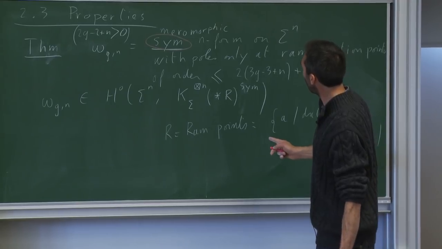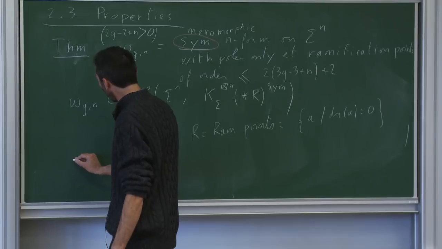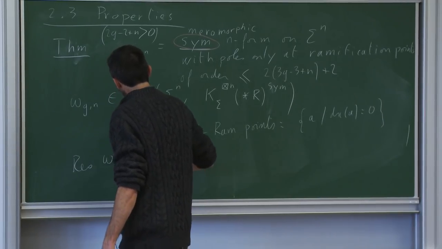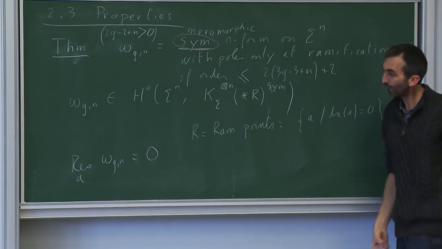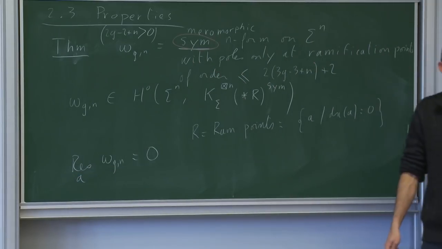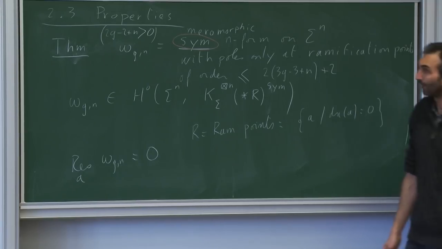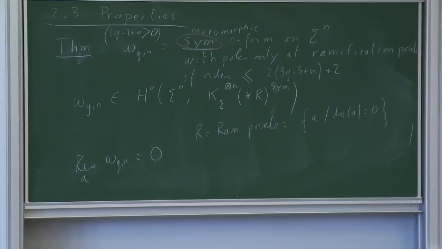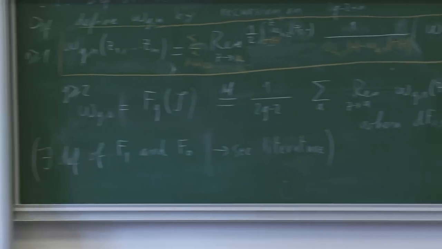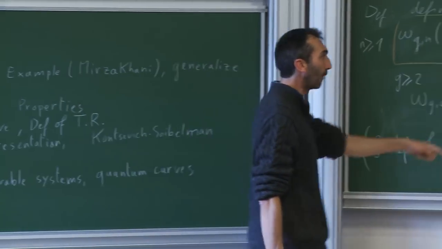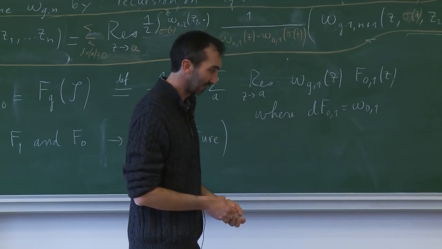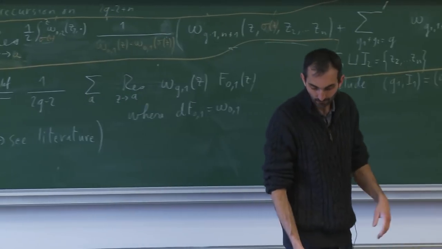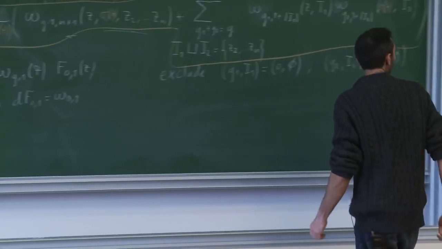Well, and so the fact that the poles are at ramification points, there is also one important property, that the residues of omega gn are zero at any ramification point. If you take the residue in any of the variables, the residue is zero. So they are poles without residues. And this is why this definition here is well defined, because you see f01 is one integral of omega 01. So it is defined up to an additive constant. But because the residue of omega g1 is zero, the additive constant plays no role. So this is well defined because of that property. So it does not depend on the choice of primitive you take for f01.